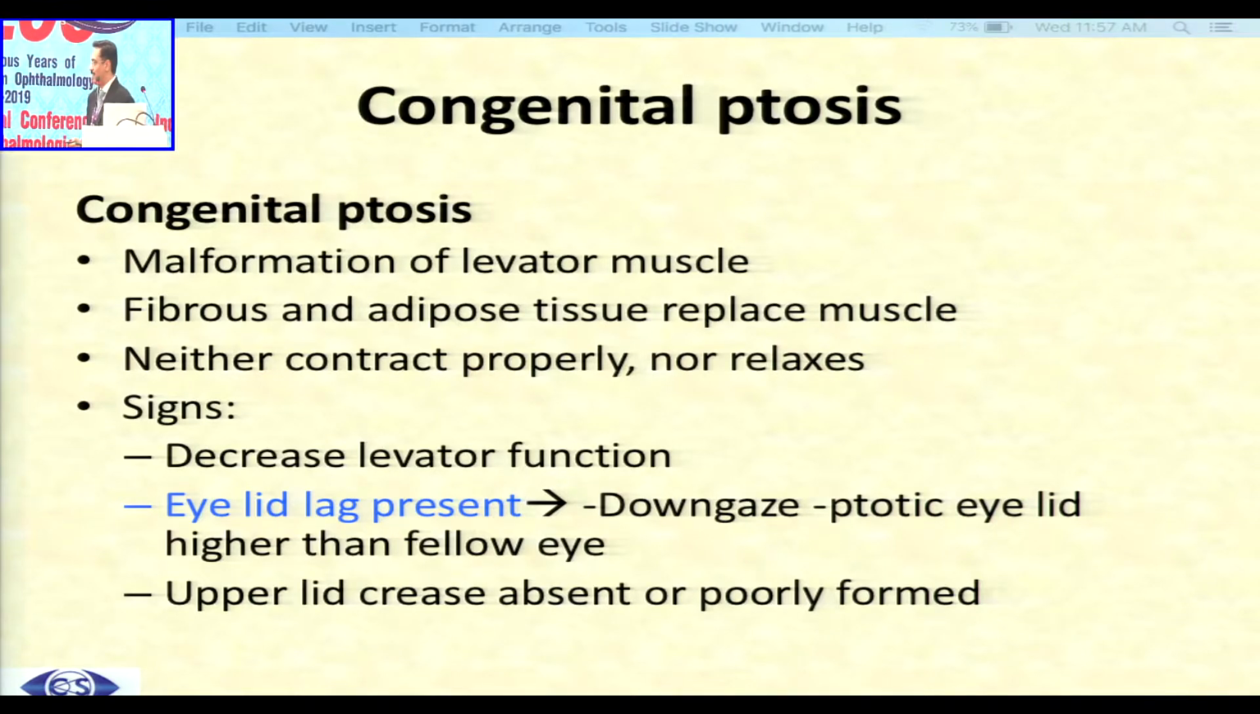How to measure lid lag? You measure palpebral fissure in down gaze. In our ptosis examination chart, we have done measurement in primary gaze, up gaze and down gaze, palpebral fissure measurement. Down gaze measurement and the difference between two eyes will tell you about the lid lag.